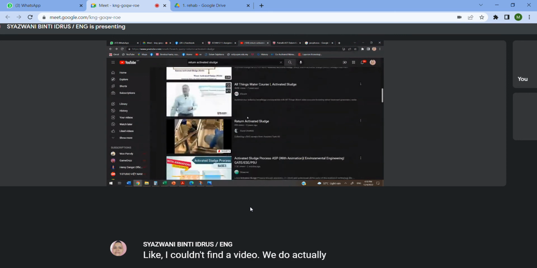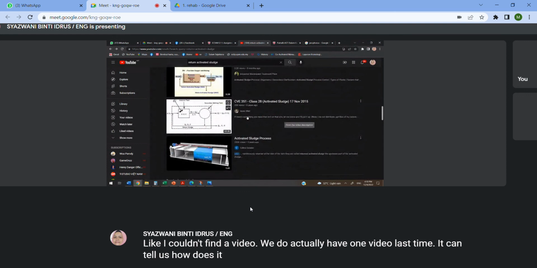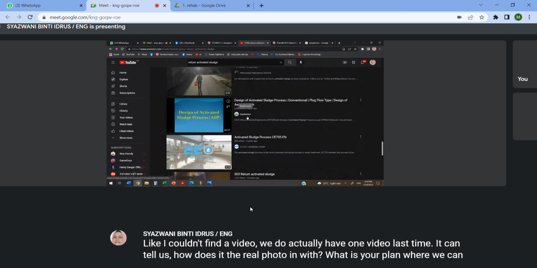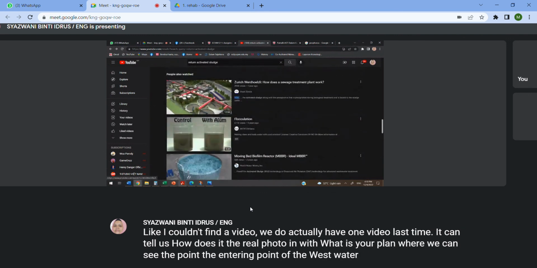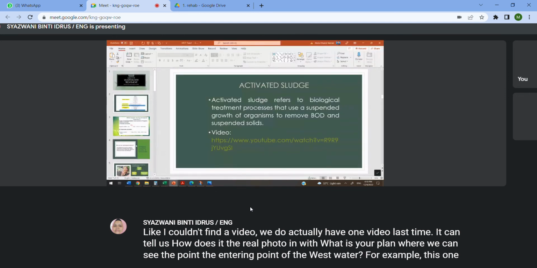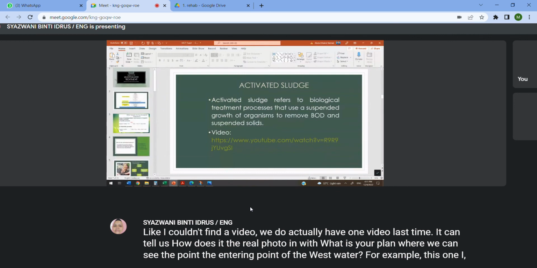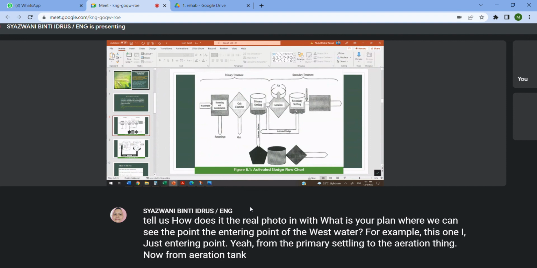We do actually have one video from last time that can show us what the real photo in a wastewater treatment plant looks like, where we can see the entering point of the wastewater. For example, this one. The entering point, from the primary settling to the aeration tank, and from the aeration tank to the secondary tank.